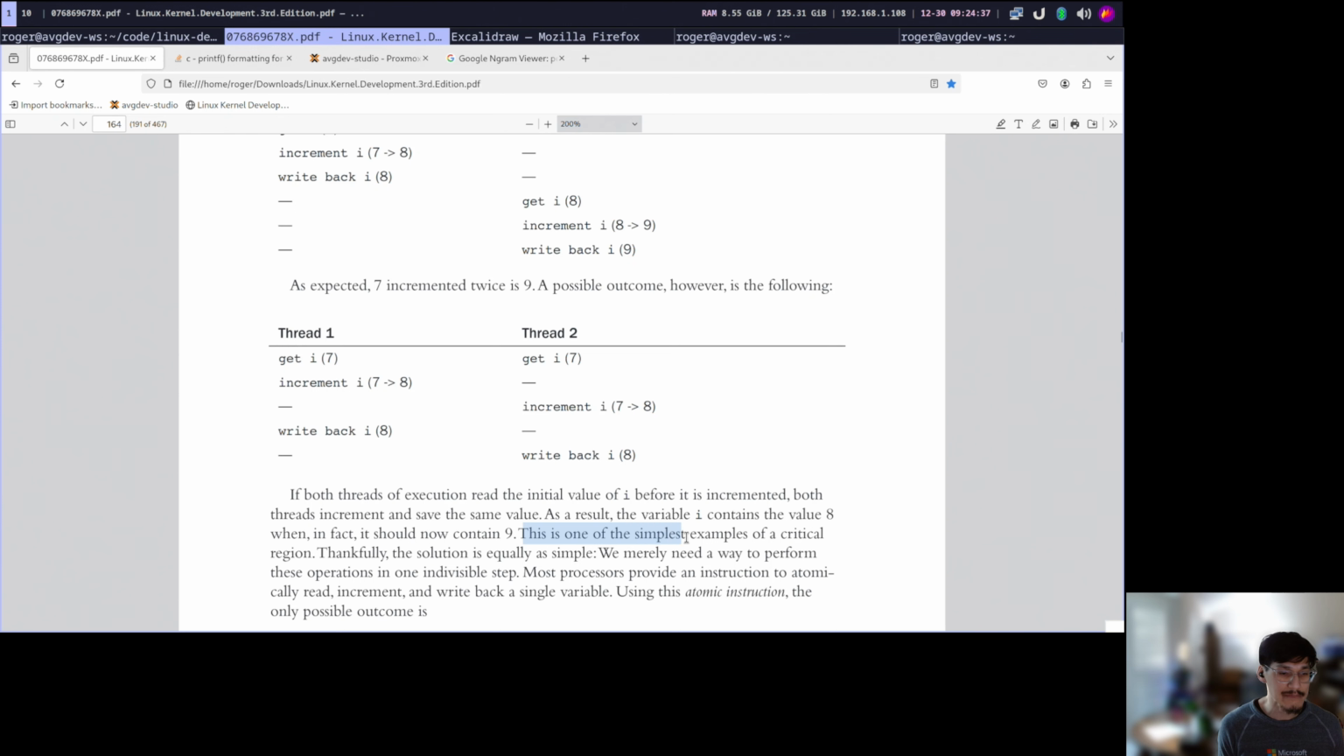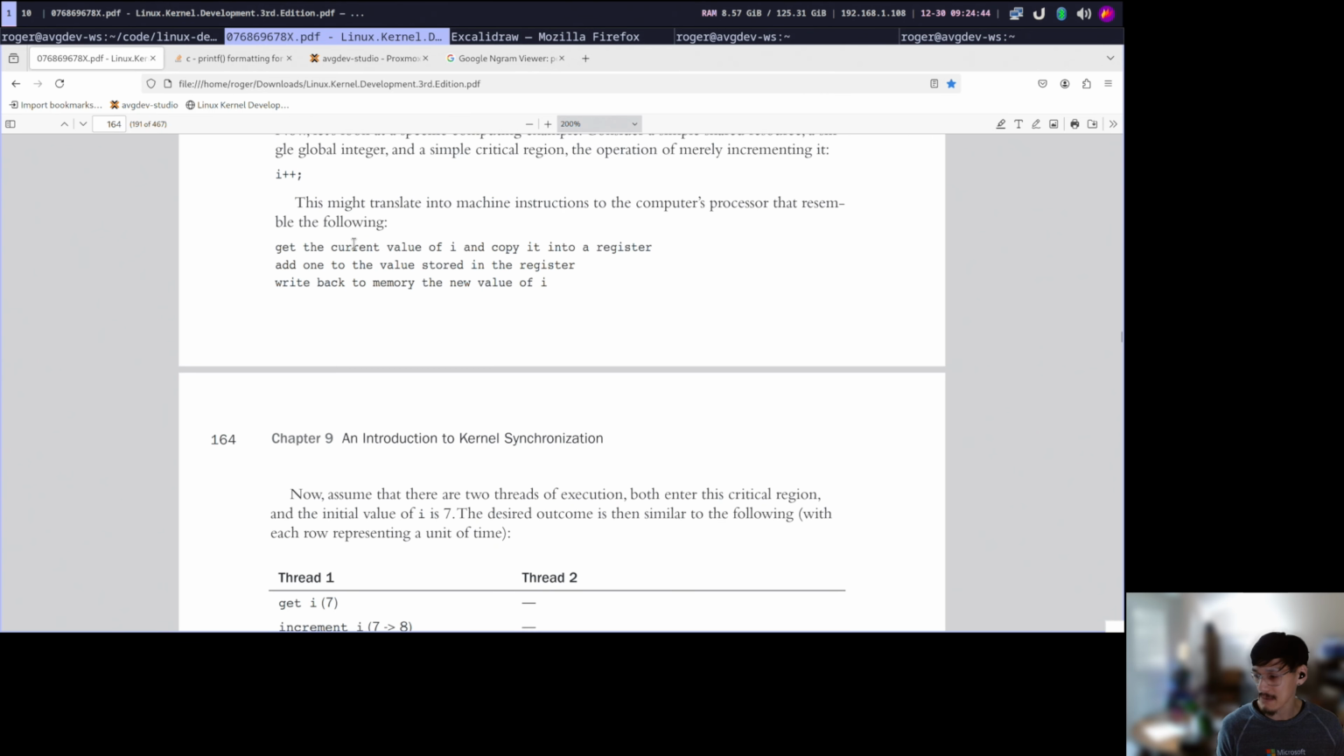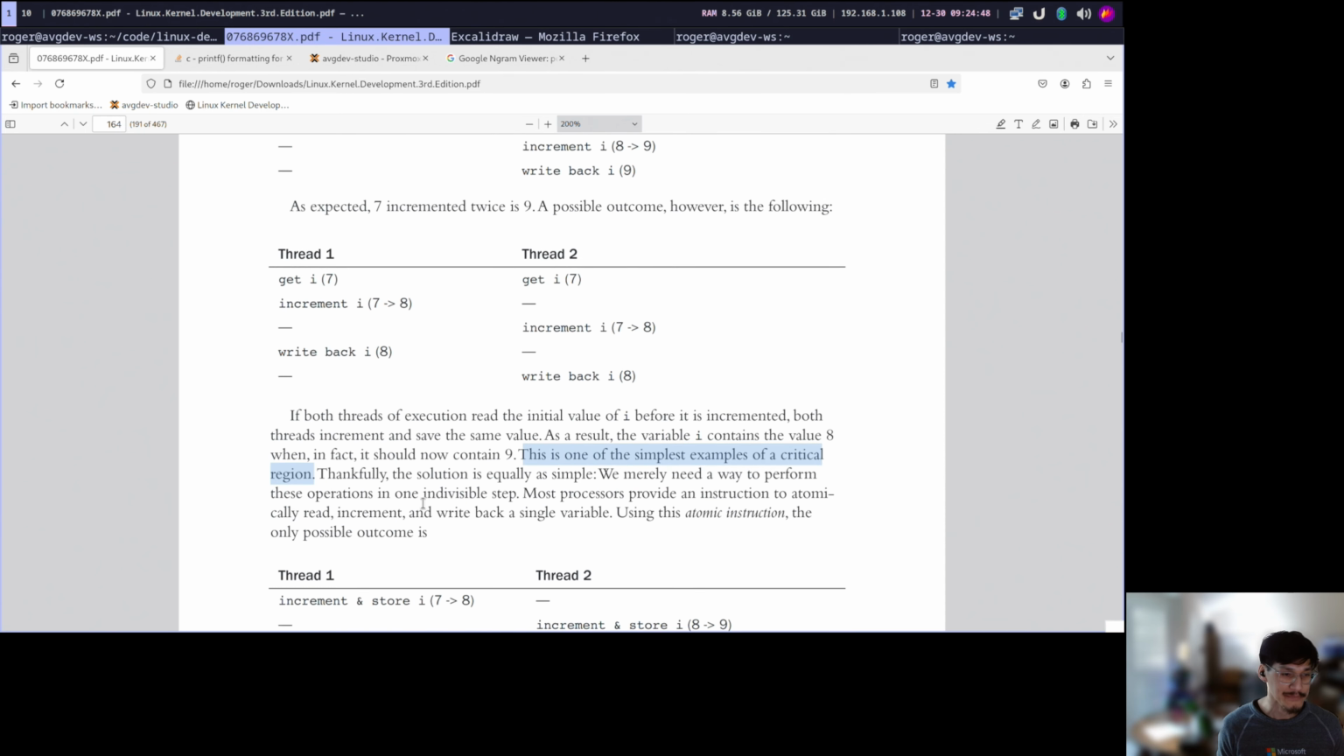This is one of the simplest examples of a critical region. So yeah, this should have been locked, right? Only one thread should have been able to do these 3 lines of code here. So thankfully, the solution is equally as simple. We merely need a way to perform these operations in one indivisible step. Most processors provide an instruction to atomically read, increment, and write back a single variable.